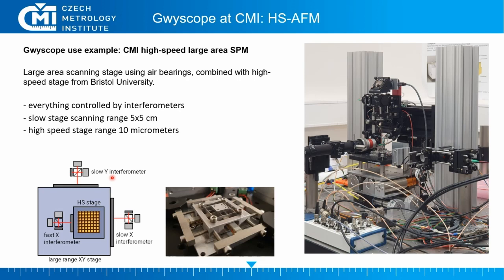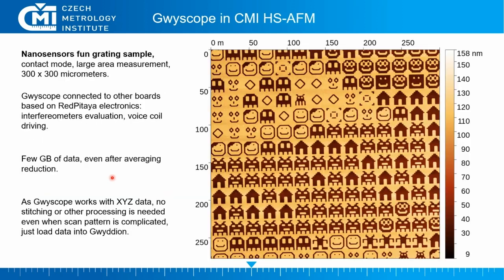So we are using the large area scanning stage using RB rings that is combined with a high-speed stage that we got with our cooperation with Bristol University. Everything here is controlled by interferometers because it's a metrology system. We have a range of 5 by 5 centimeters, and together with this, we had the high-speed stage with another interferometer. And using all of this, we can scan over micrometers.